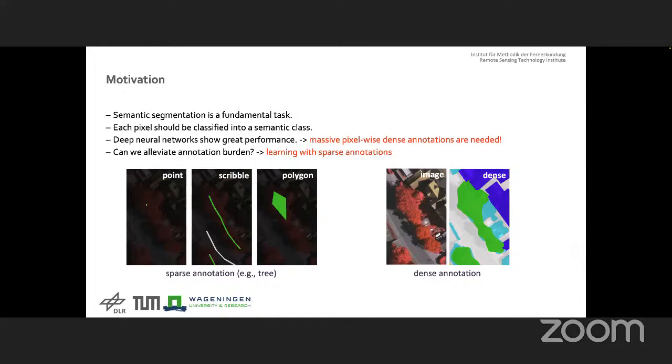As you can see, to label a tree, we simply draw a point or a scribble or a simple polygon within it. We don't have to, you know, carefully draw the boundary of the trees in the image. This can be super time saving and easy to do.